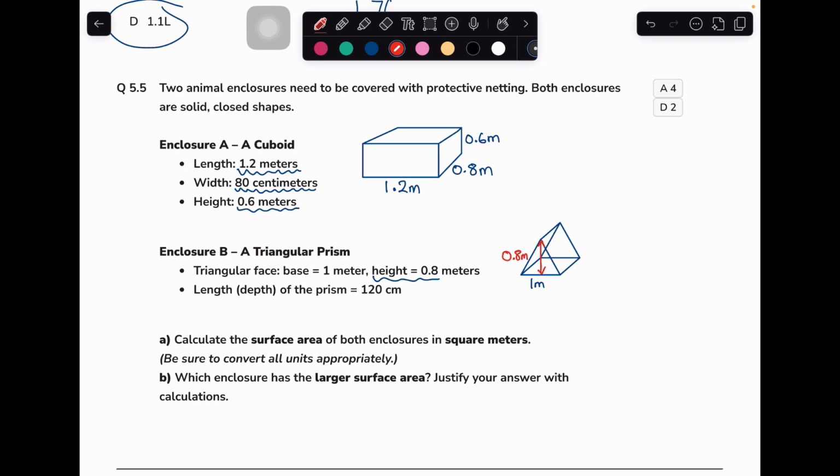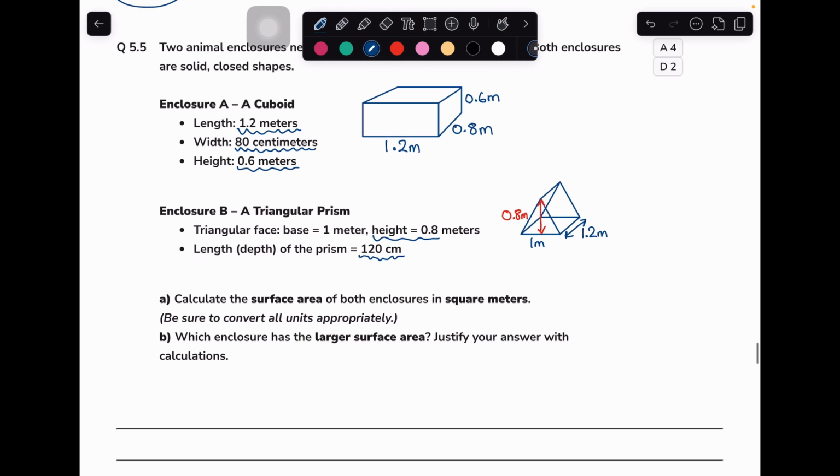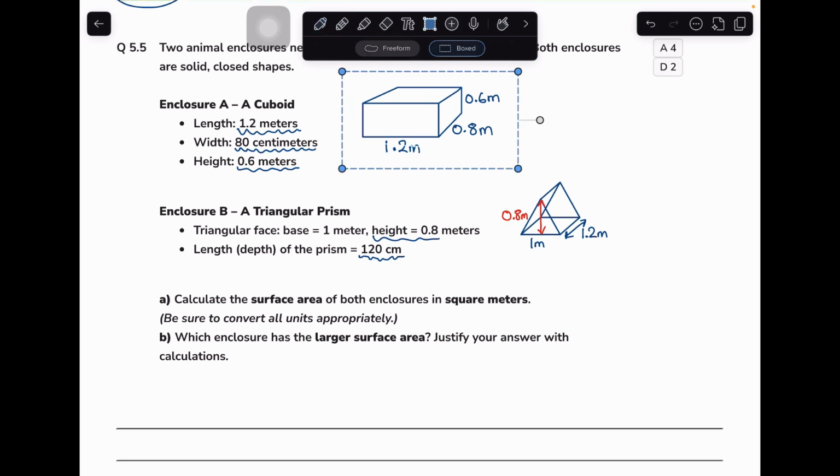And then we have the depth of the prism is 120 centimeters. So again, I want to change that into meters by dividing by 100. So it would be 1.2 meters. Okay, now we want to calculate the surface area of both enclosures in square meters. So let me just copy these shapes down here.